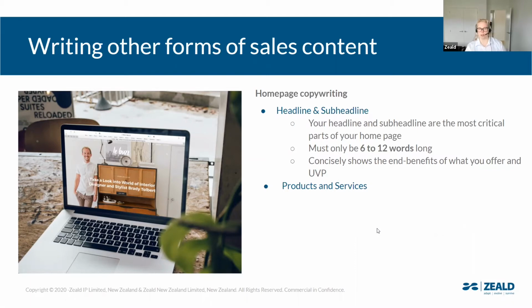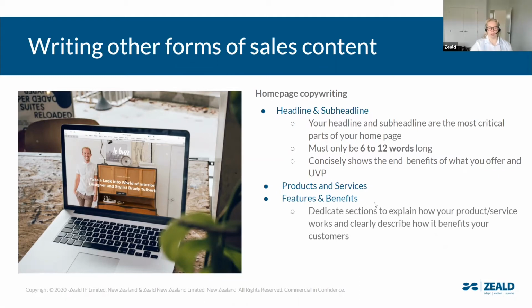Then the next most important part on the homepage is highlighting your products and services, and features and benefits. I think we've wrapped those together. So on the page, you should have some fixed areas for these. You need to dedicate an area to explain, these are our products and services, and then another area which will explain how your product and service works and clearly describe how it benefits your customers. You're not doing it for individual products and services. You're taking the common denominators of your products or services, and saying these are the main features and benefits and what we can offer you.